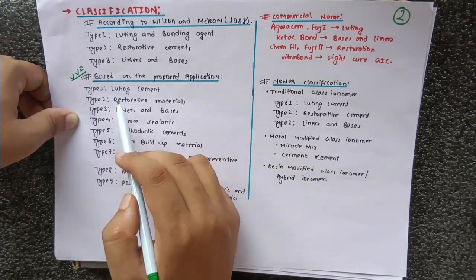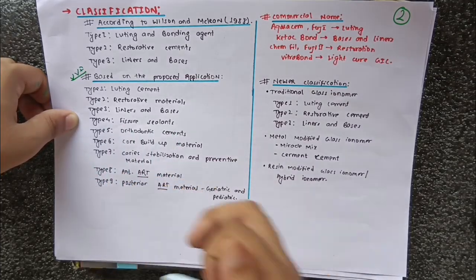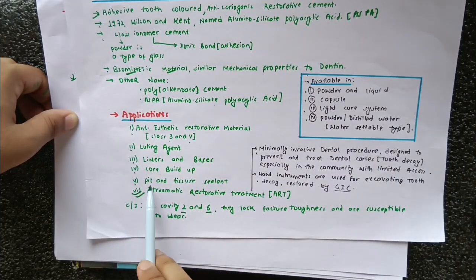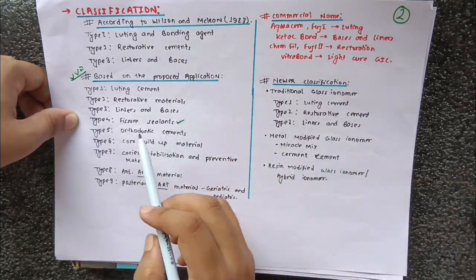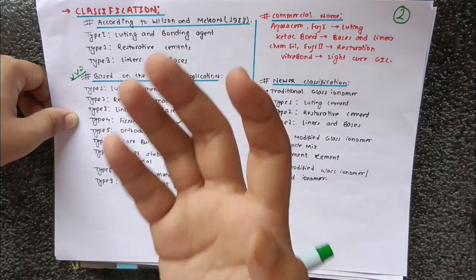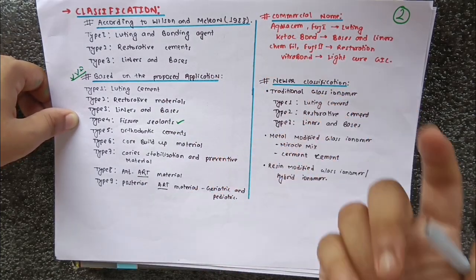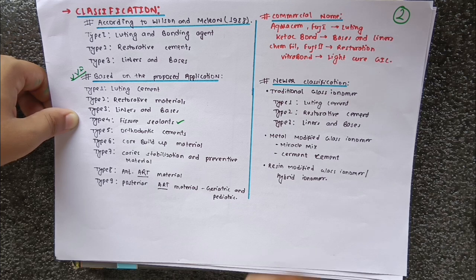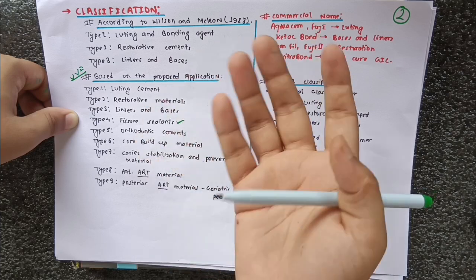Just the first three are similar to the first classification. The addition is the fissure sealant, as I told in my application section, that it is also used as a pit and fissure sealant, so remember from that. Similarly in type 5, just remember orthodontic. As I have told, GIC is widely used in dentistry, so it should be used in all the specialities of dentistry. By remembering that statement, you can remember this orthodontic cement. What I mean to say is, we are studying glass ionomer cement in conservative.